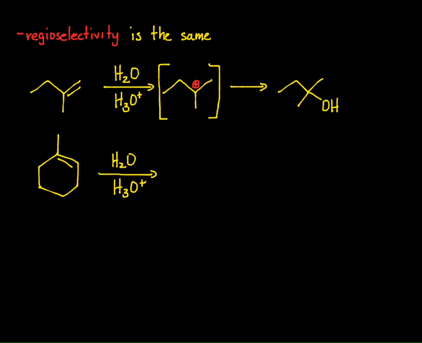Now, we can also do cyclic alkenes, right? Reacting 1-methyl-1-cyclohexene with water in the presence of an acid. Again, we evaluate the two carbons. The carbon on the left would produce a tertiary carbocation. The carbon on the right would produce a secondary carbocation. So the tertiary carbocation would be formed, water would attack it. Upon deprotonation, I would yield my alcohol, 1-methyl-1-cyclohexanol. And that is the hydration of alkenes.